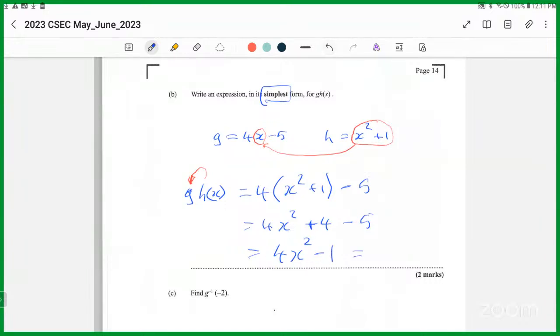The difference of 2 squares, because this is same as 2x squared, 2x all squared minus this same as 1 squared. So then we factorize both sides. We factorize the difference of 2 squares. You're going to get 2x minus 1, 2x plus 1. We shift this over so we can write this larger. We shift this over a little bit.